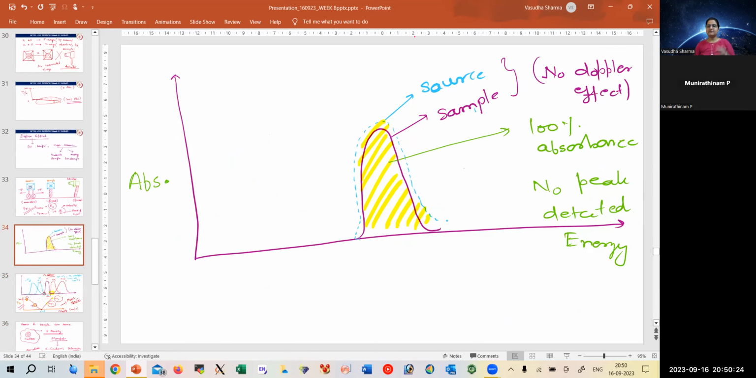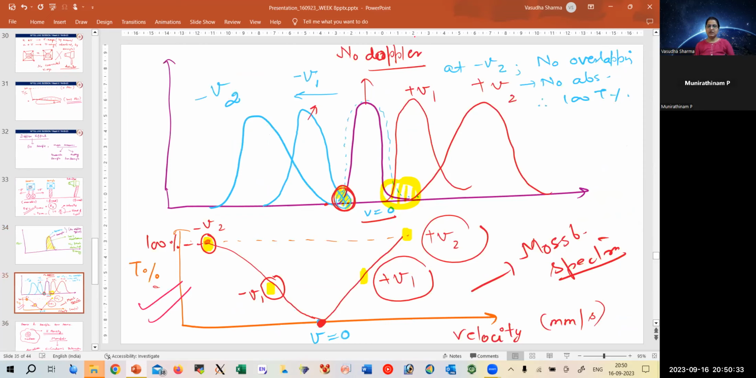Now we saw the graph when both are fixed, nothing is moving, then there would be 100% absorbance and transmittance would be 0. Whereas in the next case, we saw that this middle one is the case when v equals 0, that means the velocity of the source is 0, it is not moving. So there would be 100% absorbance.